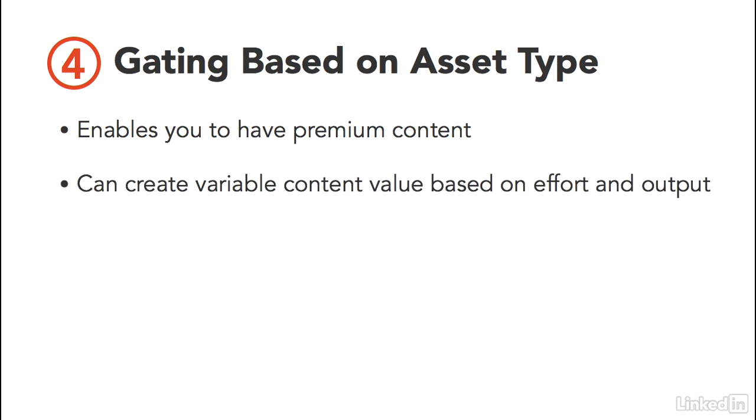Put a gate in front of the content items that take you and your team a ton of time to create, and then don't gate those items that aren't as time intensive. Now that you know your gating options, sit down with your team and stakeholders to determine what makes sense for your unique business case.